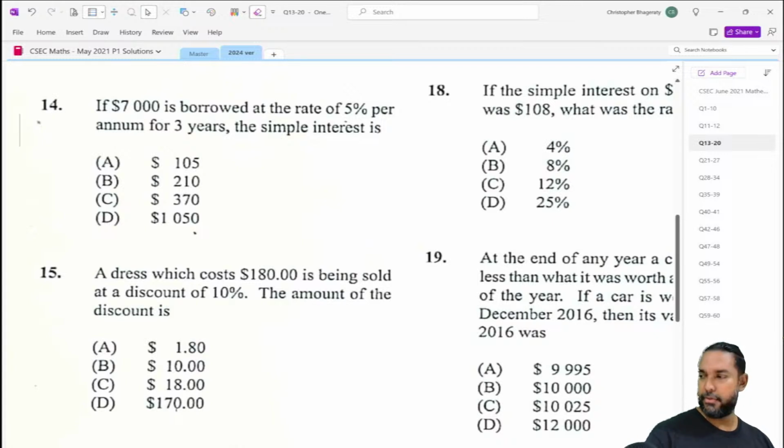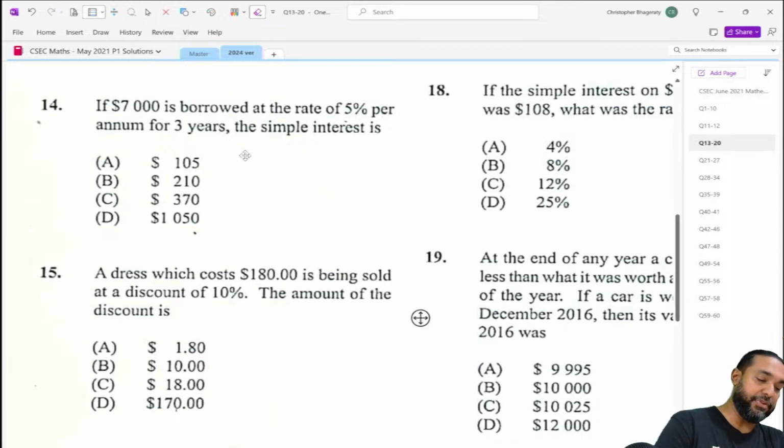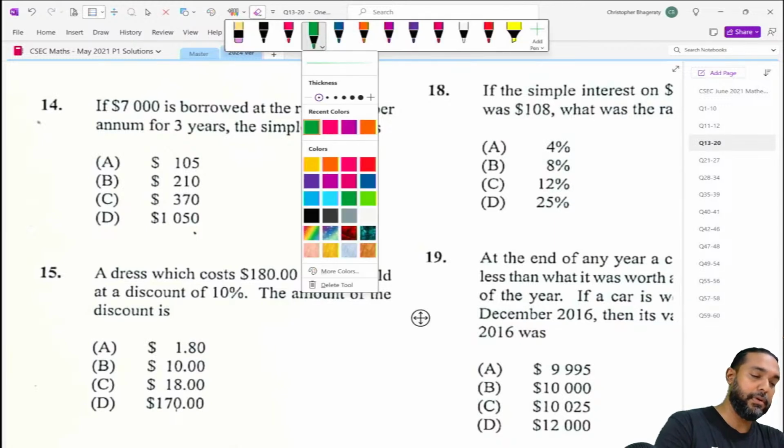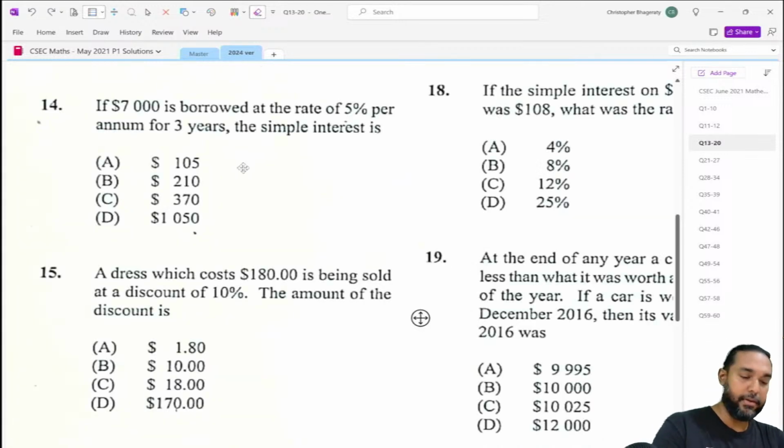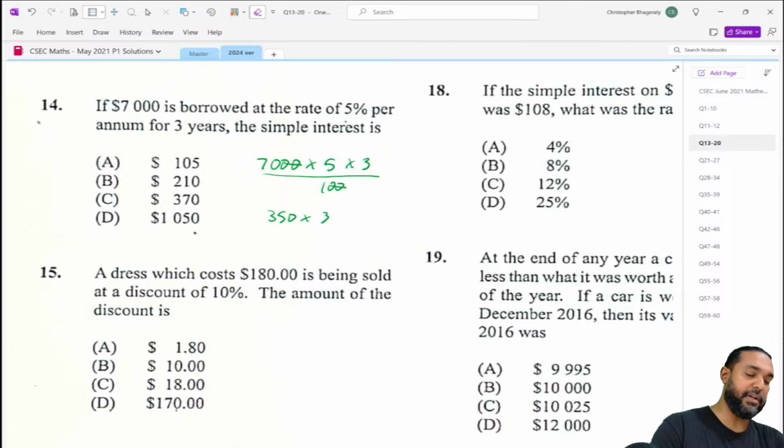Brianna, very good. Shazina, very good. If 7,000 is borrowed at a rate of 5% per annum for 3 years, the simple interest is. So simple interest is equal to what by what by what? Principal by rate by time. You could just knock off the zeros there. 70 by 5 will give us 350, and 350 by 3 is 1050.